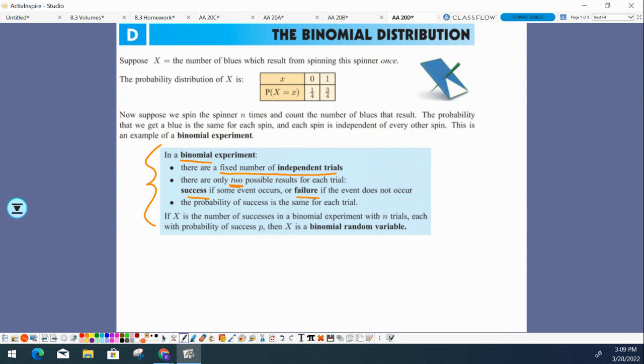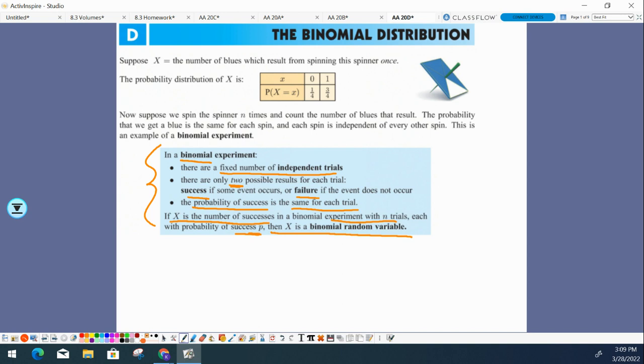Like when you flip a coin, that's binomial because it's either heads or tails. There's nothing else that can happen in between. But the probability of success has to be the same for each trial. So if X is the number of successes, then with n trials, each with probability P, we say X is a binomial random variable.